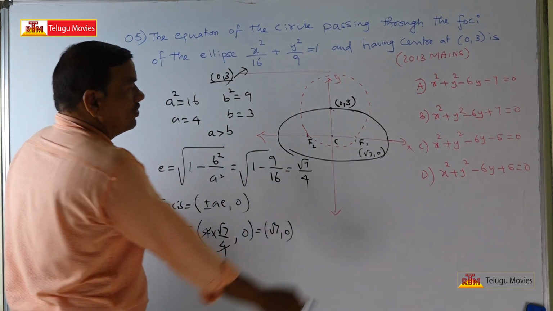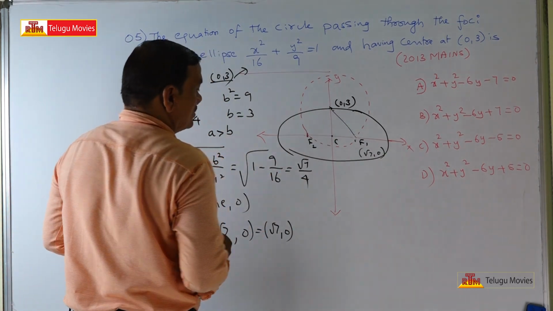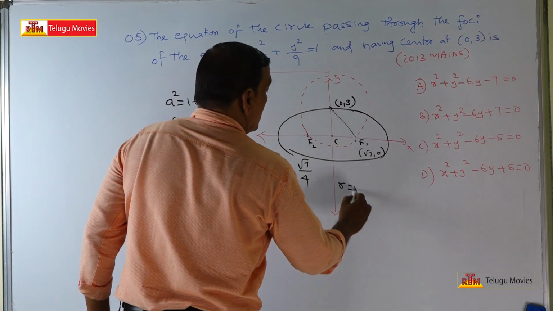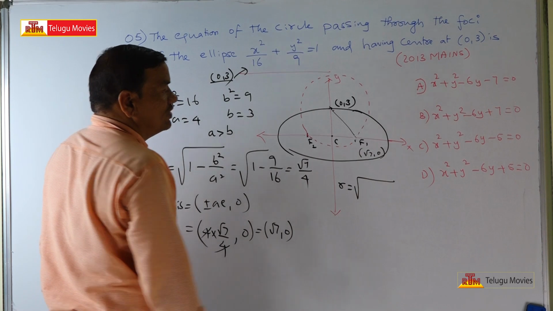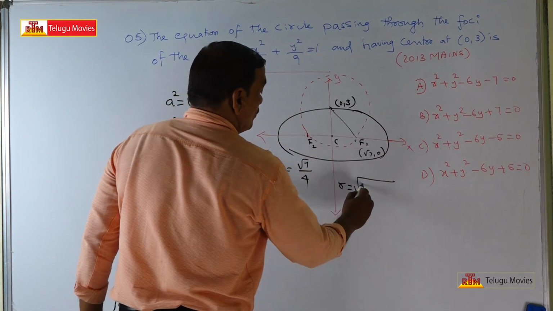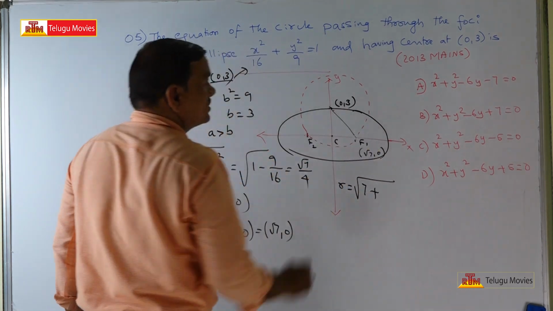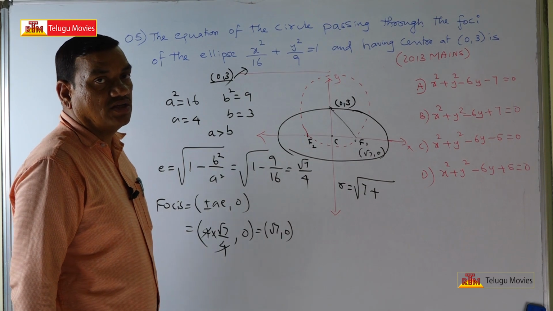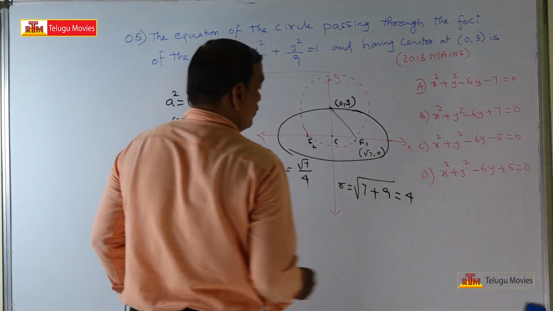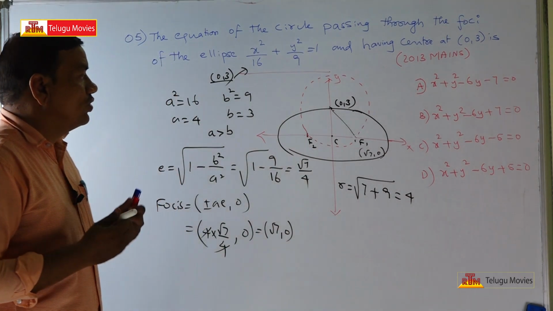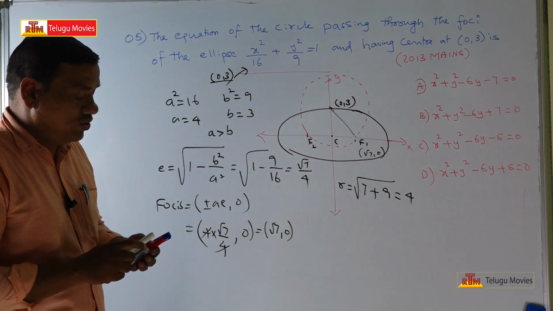Okay, now find out the radius r. So this radius r is nothing but under square root of (x2 minus x1) whole square, that means (0 minus root 7) whole square, which is equal to 7, plus (y2 minus y1) whole square. So (3 minus 0) whole square, 3 square, 9. So that is equal to root 16, that is equal to 4. Right? You know the center, you know the radius.